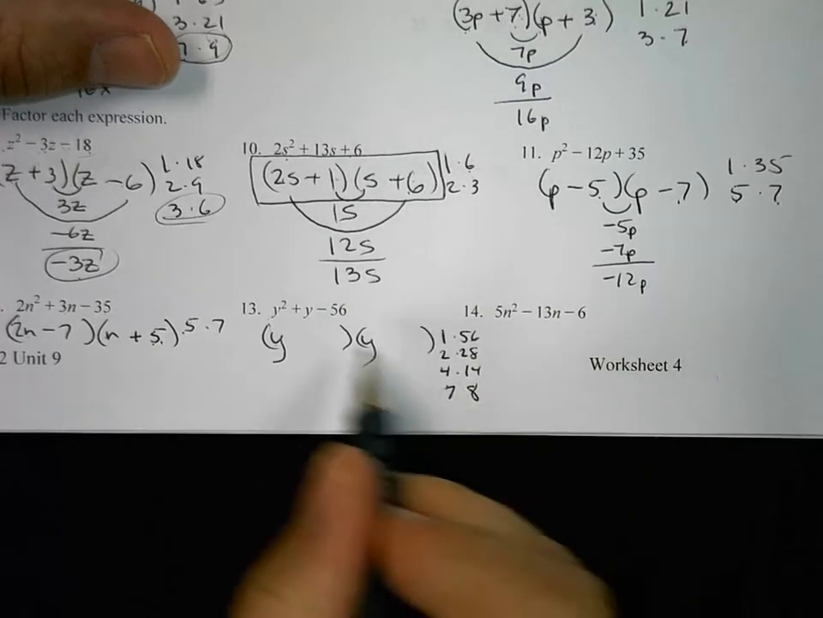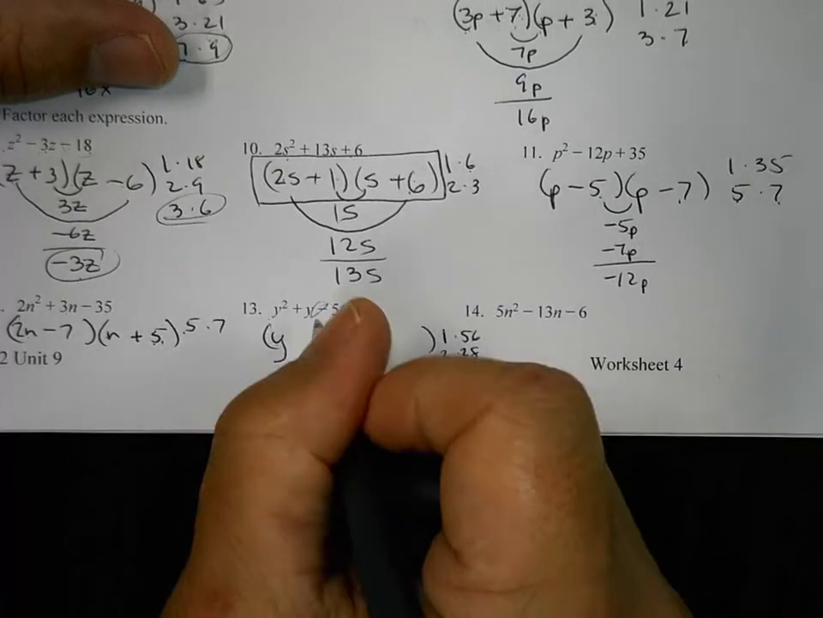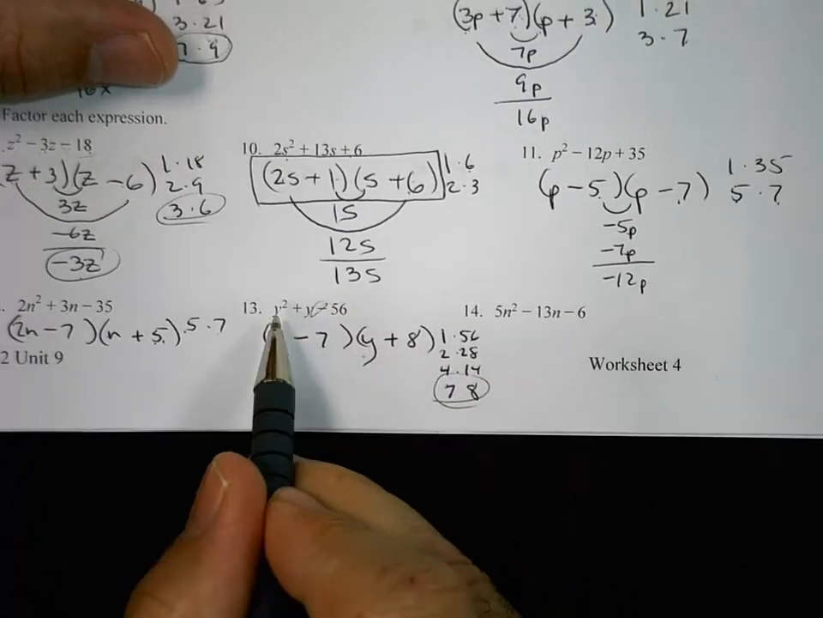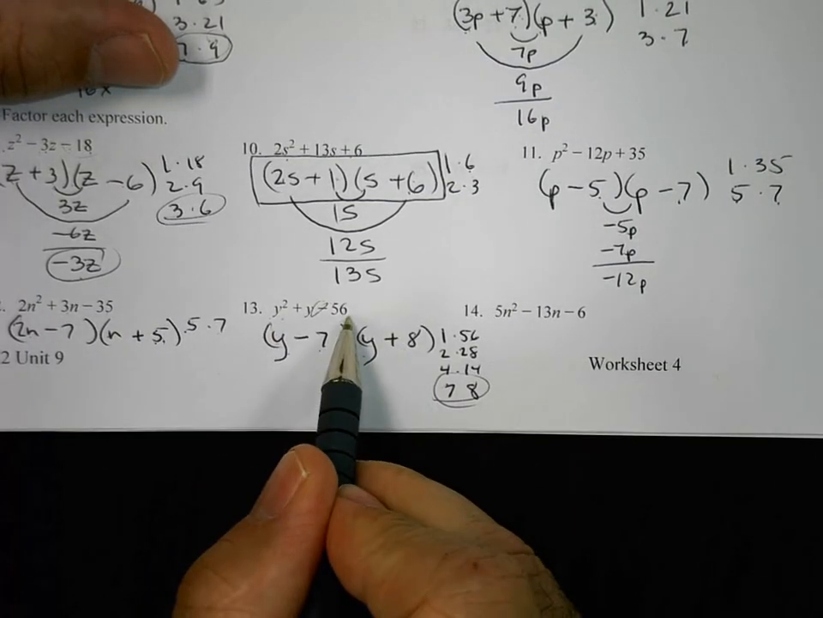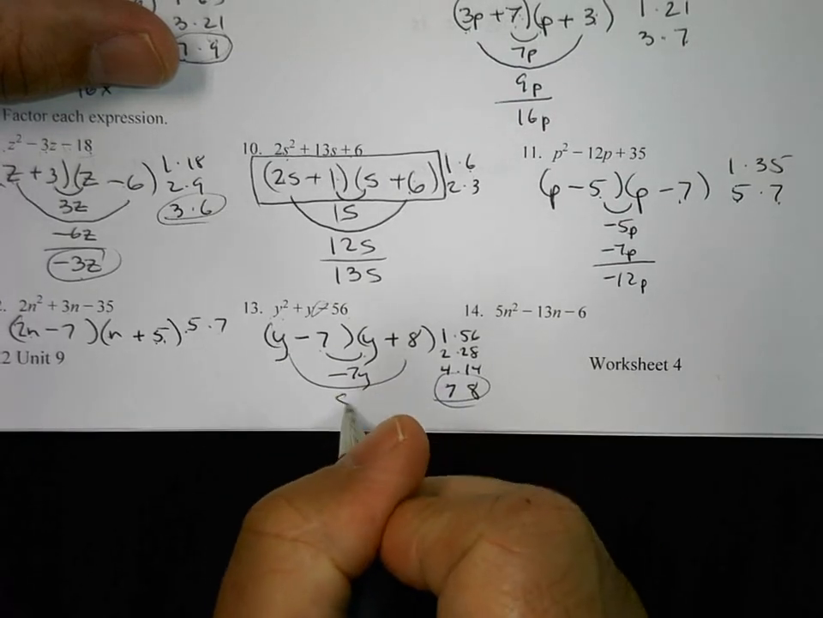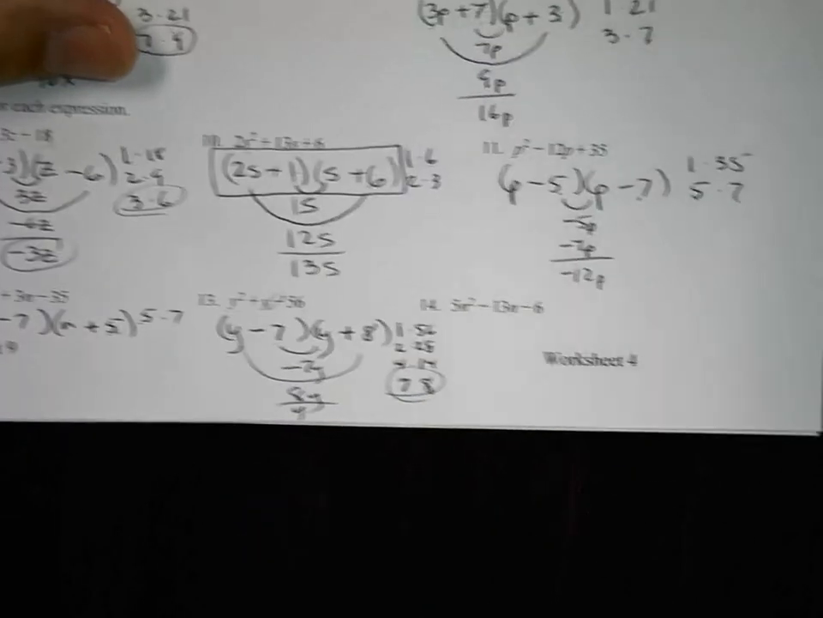Okay. Now, which of these subtract to give you 1? Well, it's going to be -7, +8. Y times y is y squared. -7 times 8 is -56. And -7y and +8y equals y. Okay.